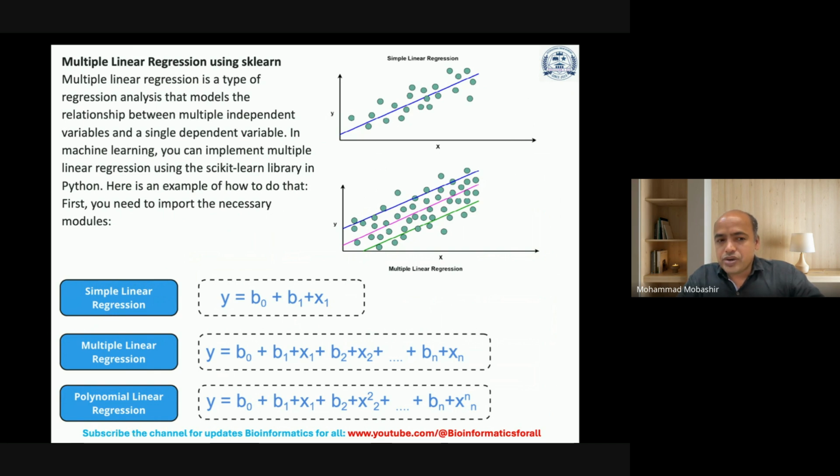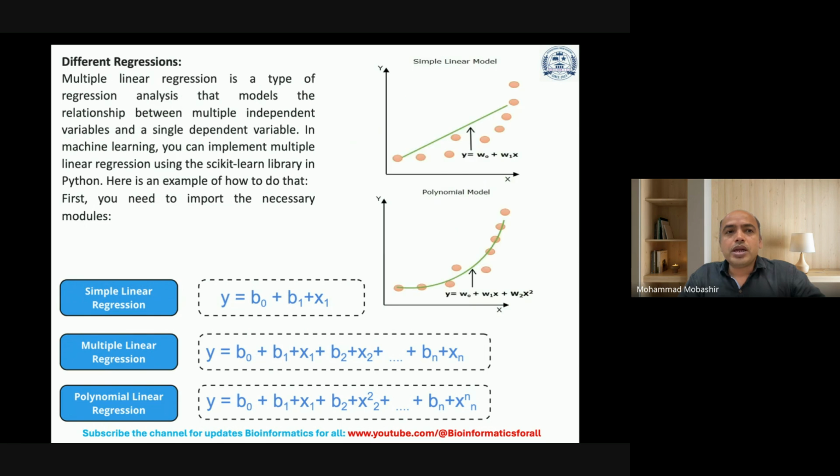But here, when you are going for polynomial linear regression, then you can see the square of x and x raised by n. So this equation is slightly different than this equation. So multiple linear regression line is very close to simple linear regression line, but polynomial has something raised by certain values. So the next part is different regression lines.